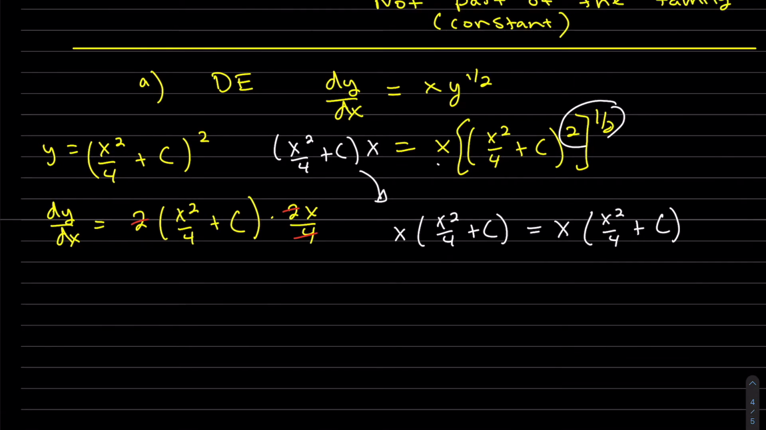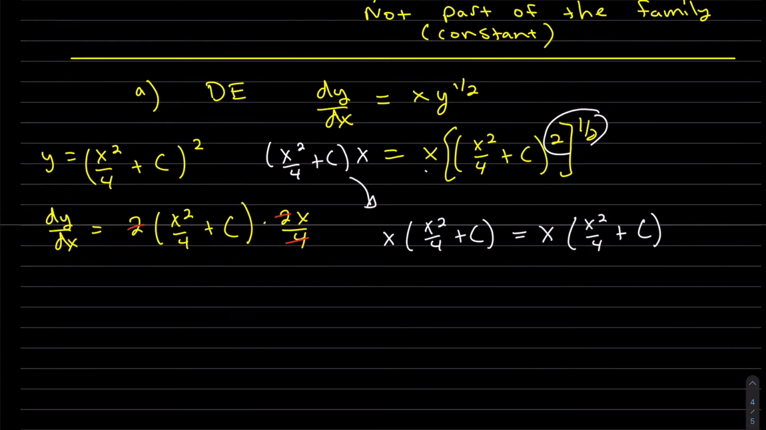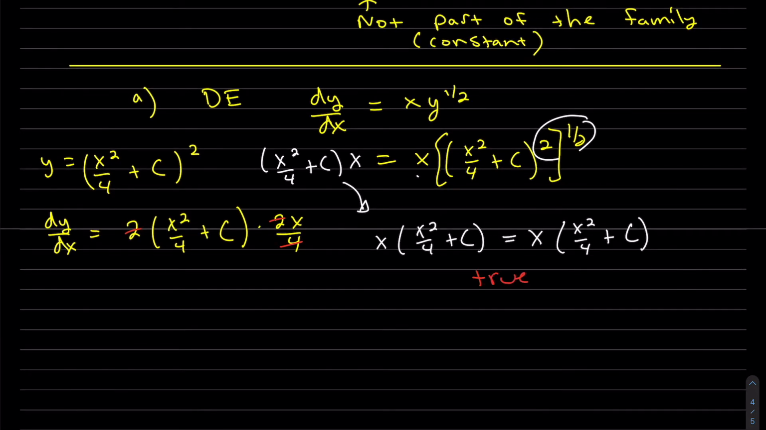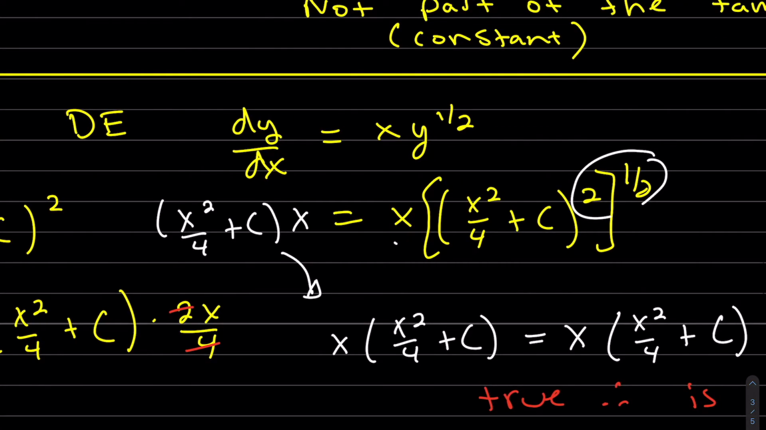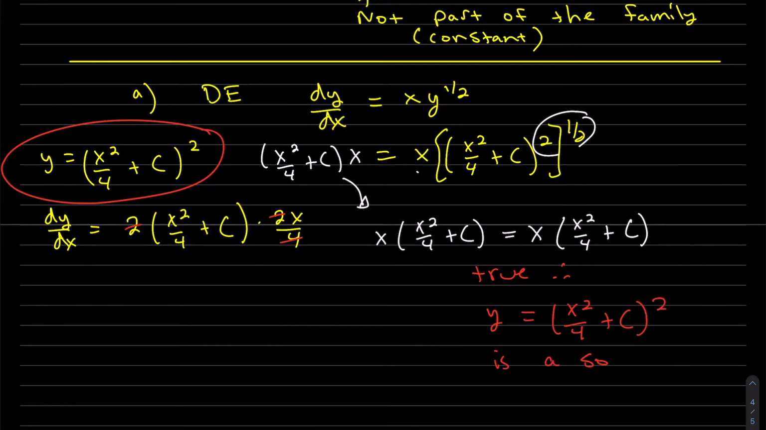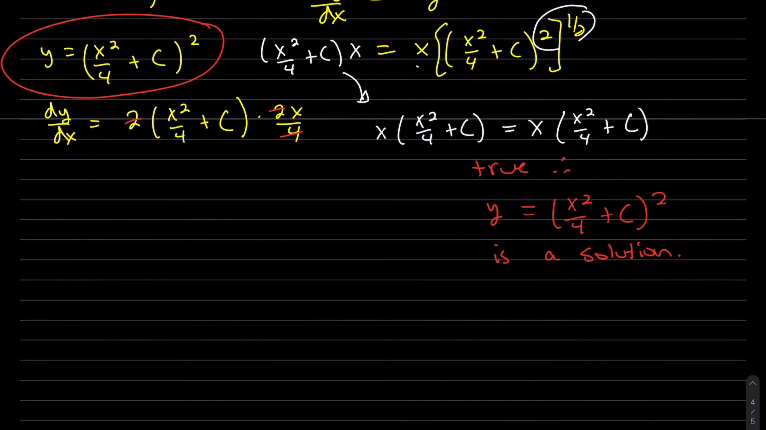So it appears that both sides are identical, and that was our goal. In order to be a solution, you plug it in, you get a true statement. That is true, therefore y is a solution. Therefore, y equals, what is it? This one right here, x squared over 4 plus c, squared, is a solution. And we see it works for many, many different c's, and that's why we call it a family of solutions.